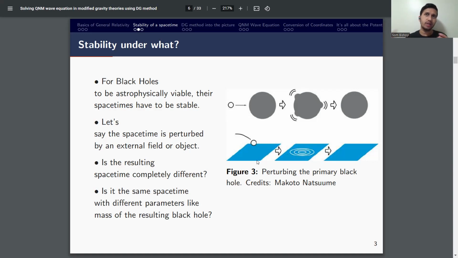For example, what happens after a large object like a planet falls into the black hole? So is the resulting space-time completely different? Or what properties does the resulting space-time have? For example, does it have different parameters? So is there a different kind of black hole which forms after this planet falls into it, and so on? So this picture actually summarizes it in a very nice way, where we can see that there is the bigger black hole, it gets perturbed and it sort of vibrates, and then we want to know what happens after that.